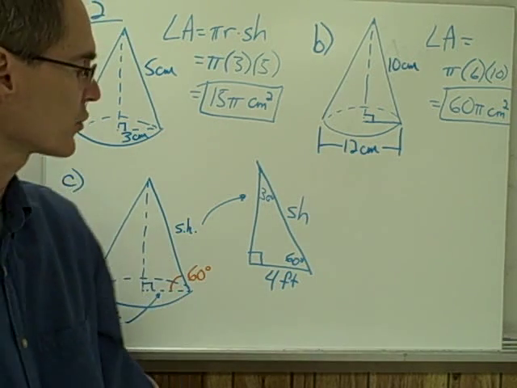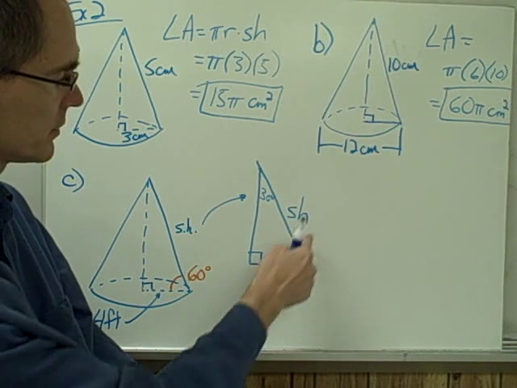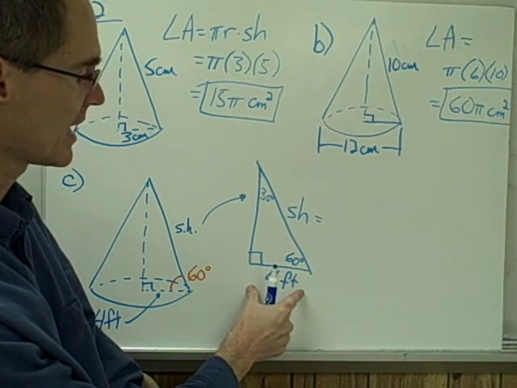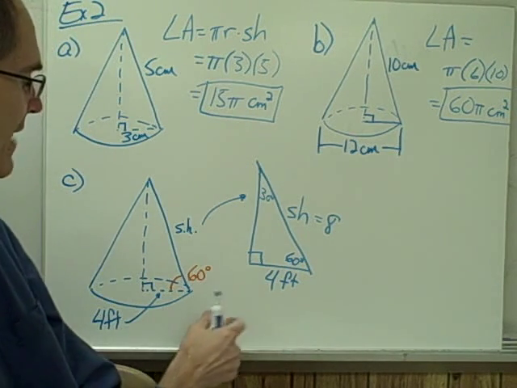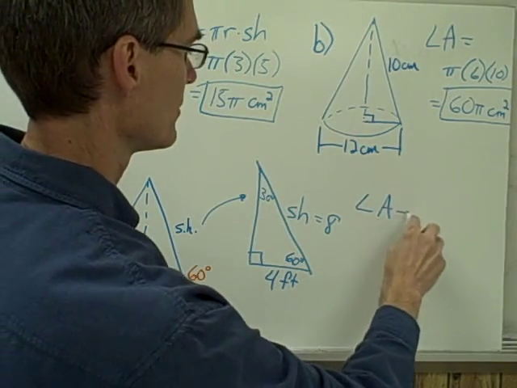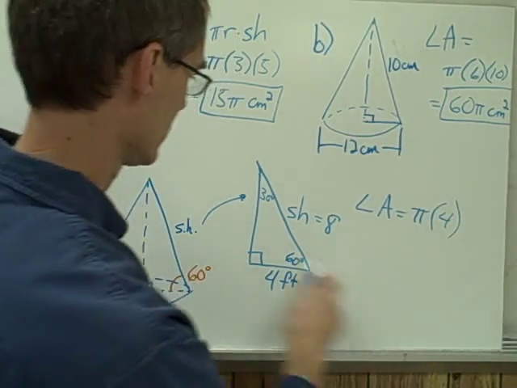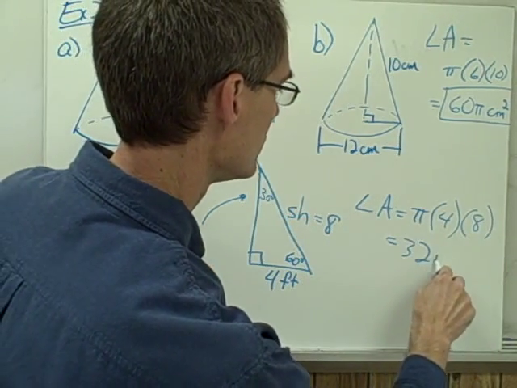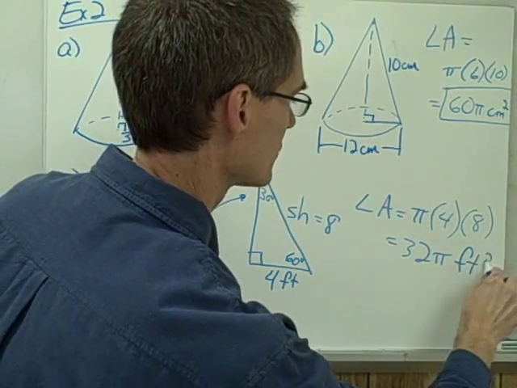Well, I've got a 30, 60, 90 triangle, which means that I know the ratio of the sides of this triangle are 1 to 2 to radical 3, which means I immediately know my slant height must be 2 times the length of my shortest side. 2 times 4 is 8. Now I have my radius, I have my slant height, and I can plug that into my formula. So my lateral area is pi times radius times slant height, which is 32 pi. Now I'm in feet, so that's square feet.